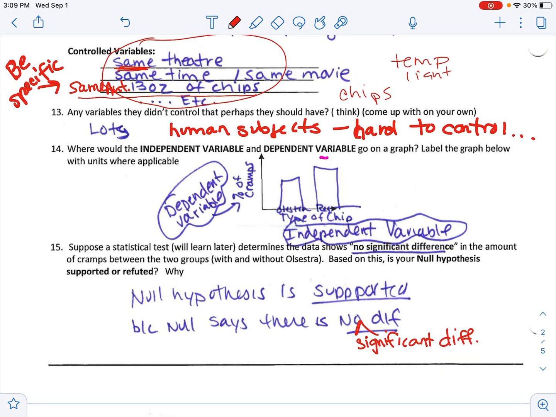Number 13, again, there might be more that I didn't list there that you thought of. Whenever you're dealing with living things, especially humans, it's hard to control that. So it's possible that the group that ate the Olestra chips just happened to have ailments in their stomach. I don't know. The way to address that is you could say, okay, I'm going to pick people all from the same family, or I'm going to pick all females or all males, and try to take some of the variability out of humans. But the best way to do it is just do a larger sample size and take an average.